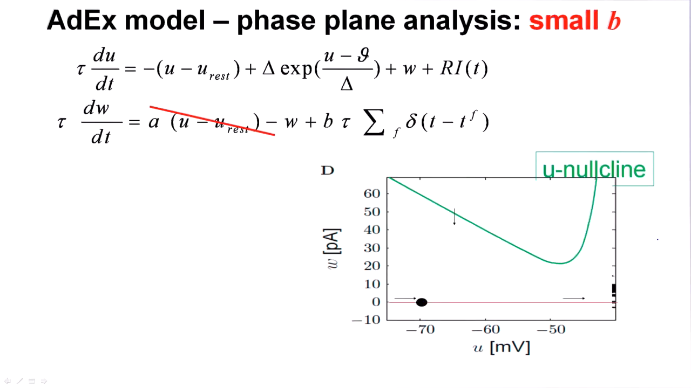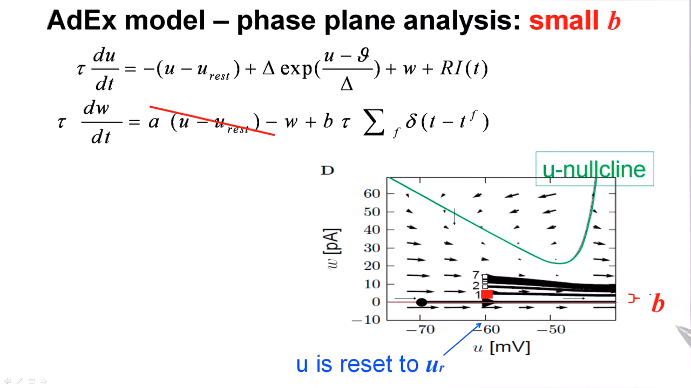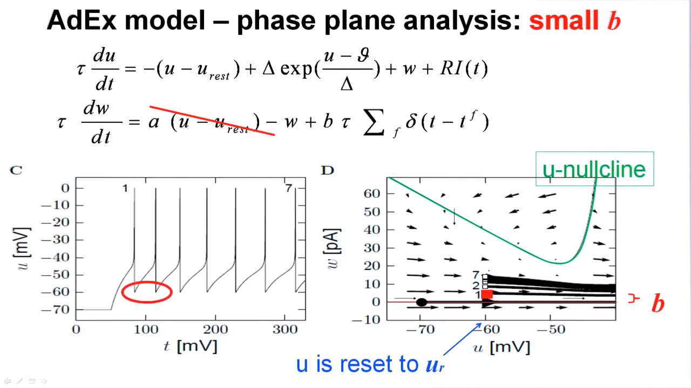Let's now look at a different choice of B. Again, A is set to 0, so that the W null line is a horizontal line. Once the current is switched on, the voltage moves towards the upper threshold, and now W jumps by an amount B, while U is reset to UR, so the new starting point is here. And the same thing happens again. B jumps again, second trajectory. W jumps again by amount B, and again, and again. So the result is that we have repetitive firing.